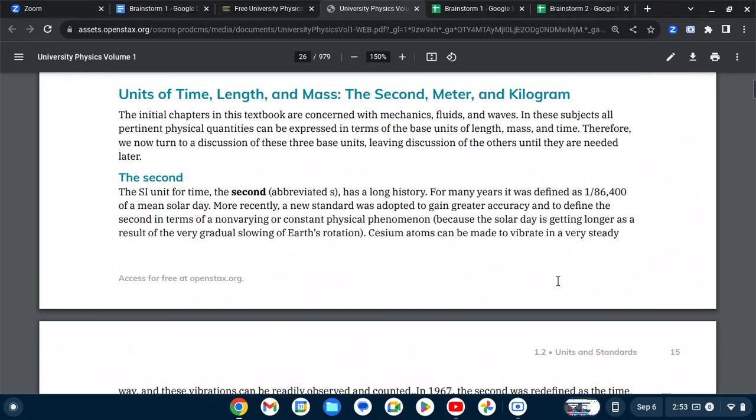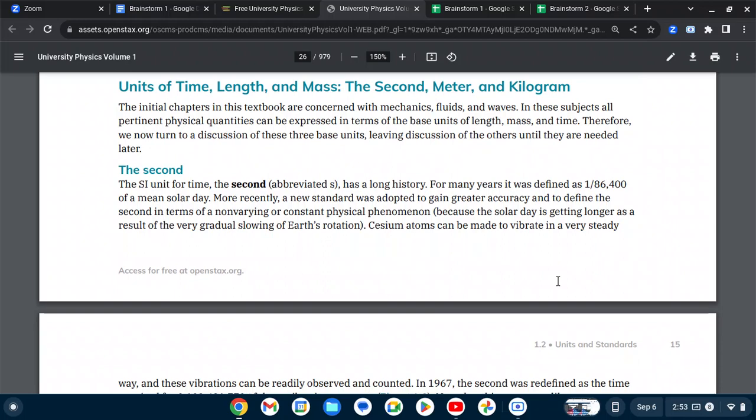Units of time, length, and mass. The second, meter and kilogram. The initial chapters in this textbook are concerned with mechanics, fluids, and waves. In these subjects, all pertinent physical quantities can be expressed in terms of the base units of length, mass, and time. Therefore, we now turn to a discussion of these 3 base units, leaving discussion of the others until they are needed later.